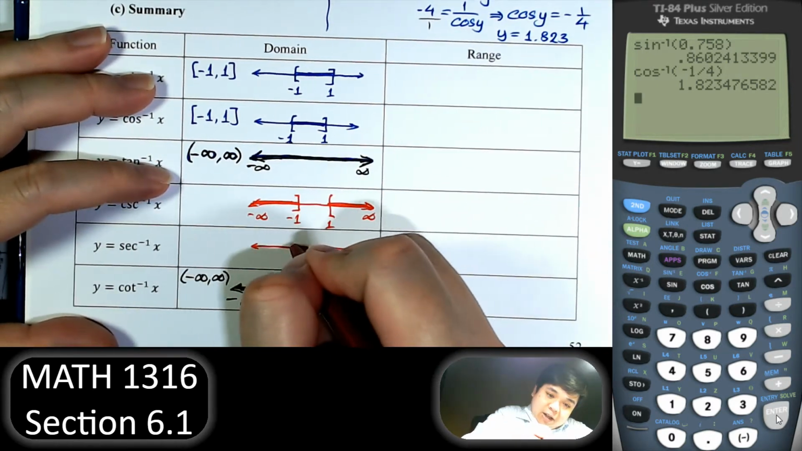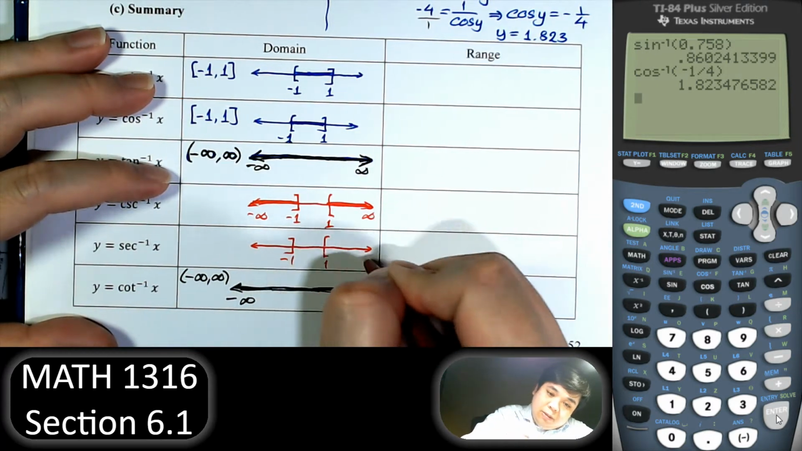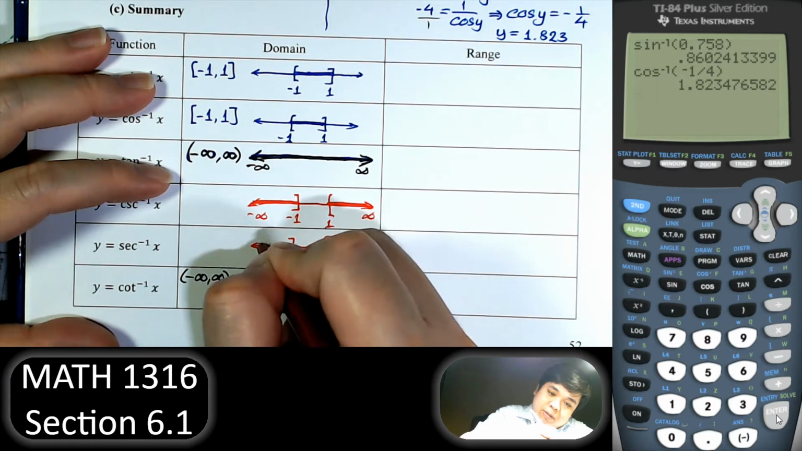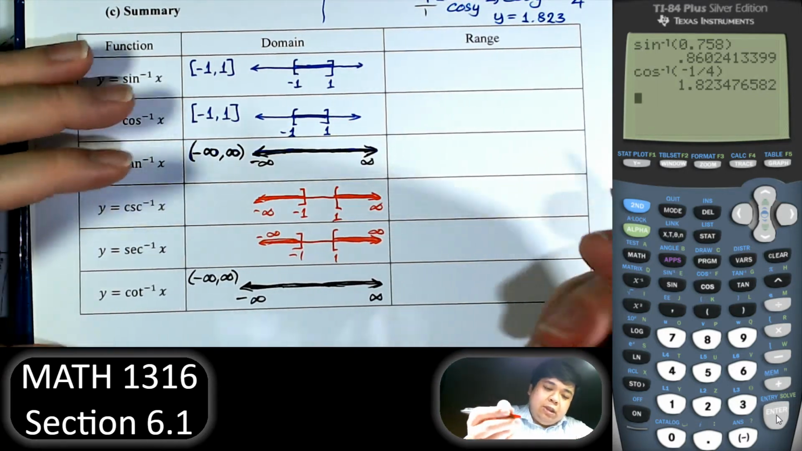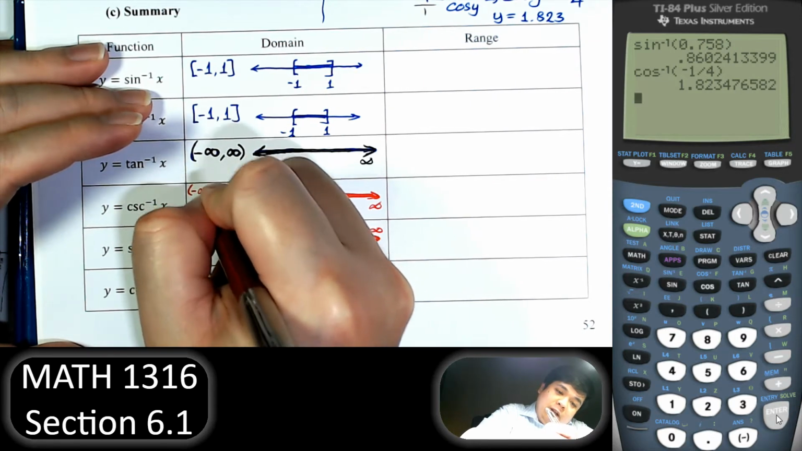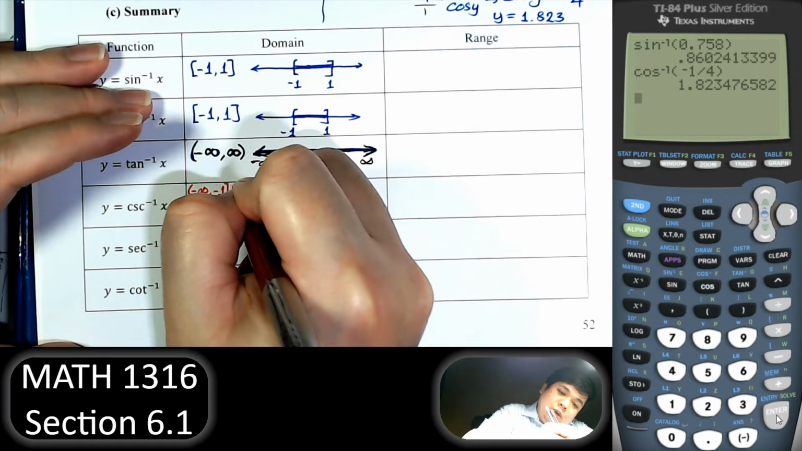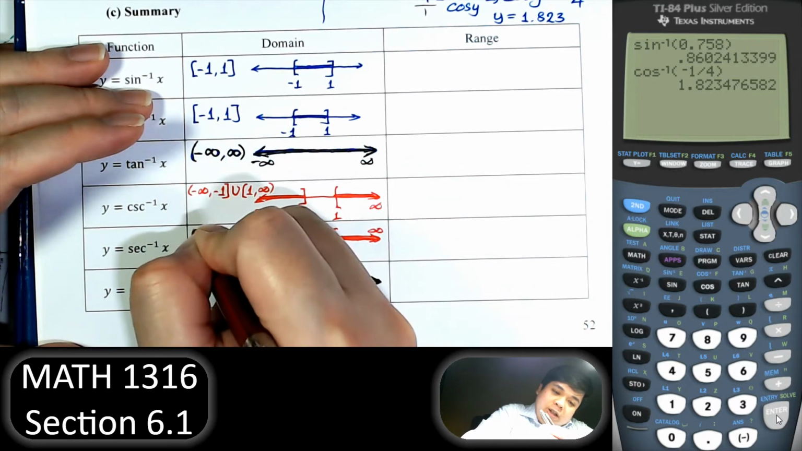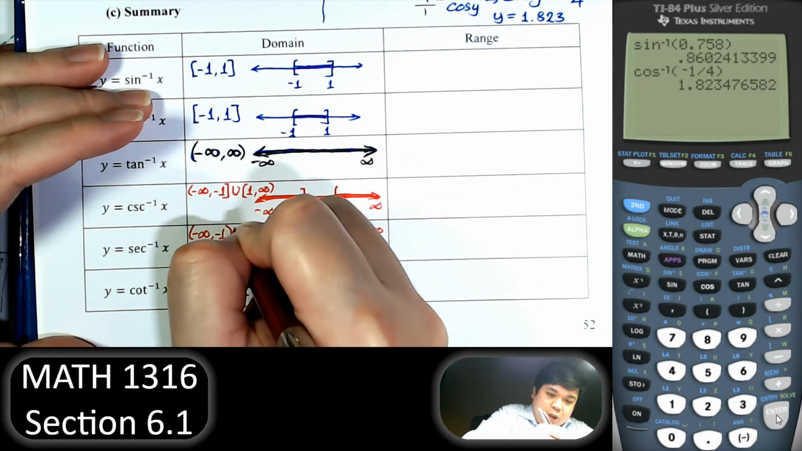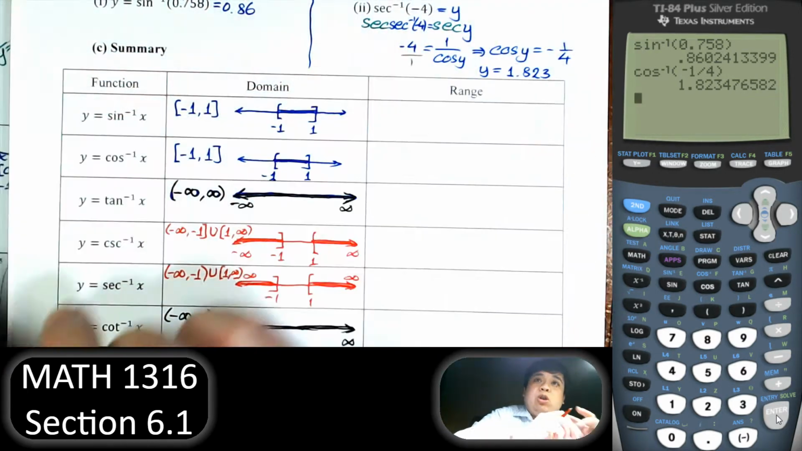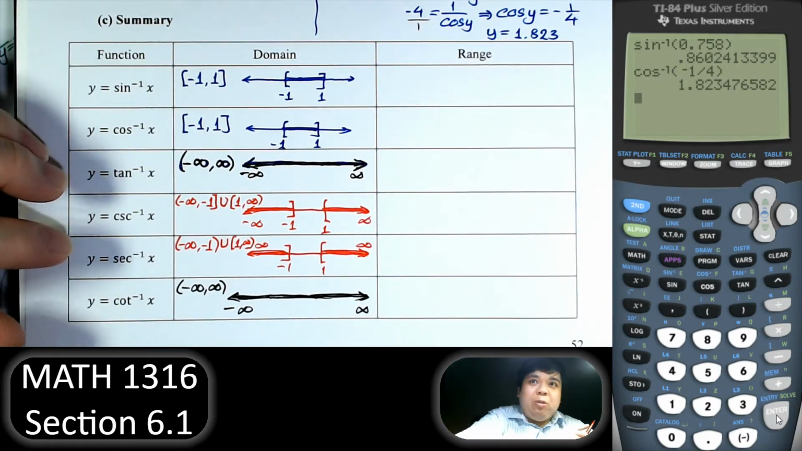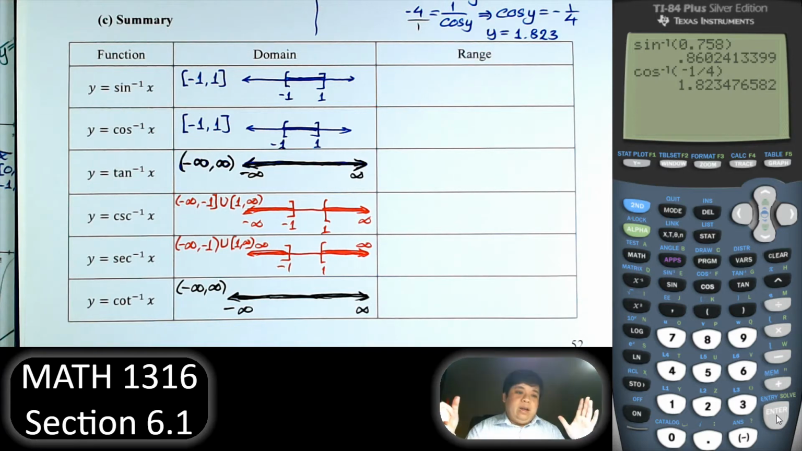And same thing here. So if we want to write that out, -infinity to -1, union with 1 to infinity. So those three kinds of domain: between -1 and 1, the whole thing for tangent and cotangent inverse, and secant and cosecant will be outside of -1 and 1. So those are the domains.